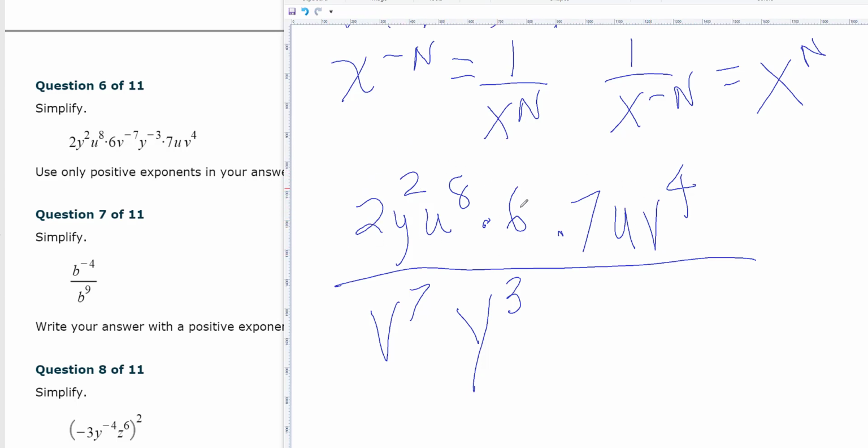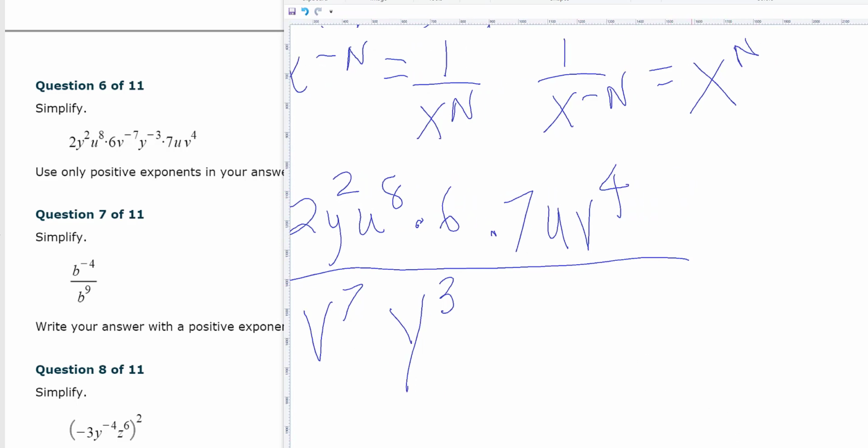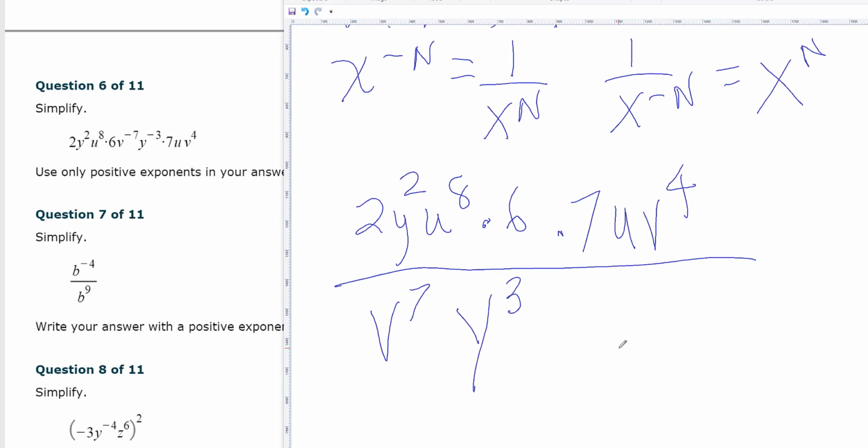Now I need to multiply what I can in the numerator. I've got a 2 and a 6 and a 7. So a 2 and a 6 and a 7 would multiply, and I would get 84. Okay? And I'm going to mark out the 2 and the 6 and the 7 so I know that I've done that. Now I'm going to look at the number of y factors I have. I have y to the 2nd and no other y's. So that's going to give me a y to the 2nd. And I'm going to mark it out because I've taken care of that.